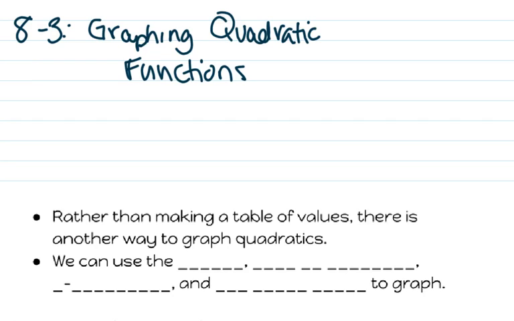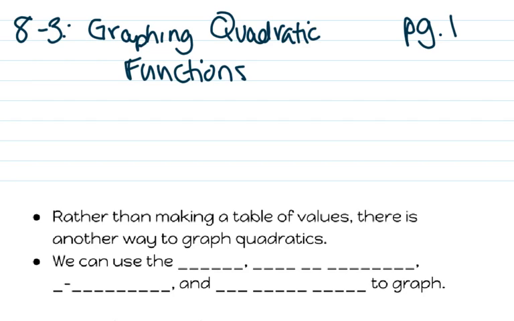Basically, we just said you choose 5 x values, 2 positives, their opposites, and 0, and you plug those 5 values in to the quadratic function. You figure out what the y values are that correspond with those x values, and then we plotted those 5 points, connected them with a smooth curve with arrows on both ends. That is one way to graph a quadratic.